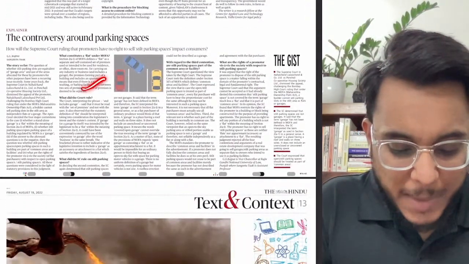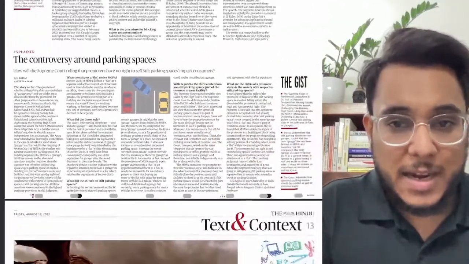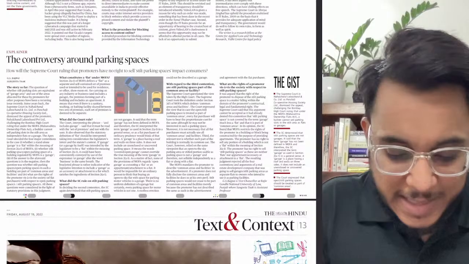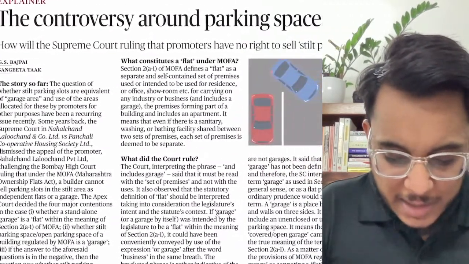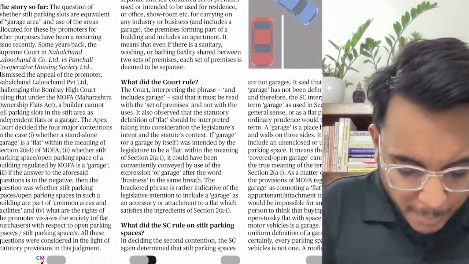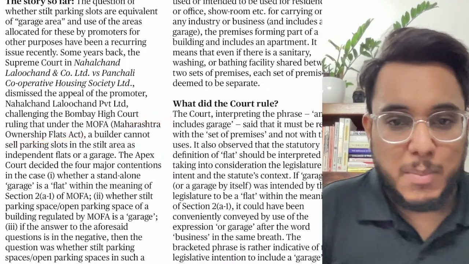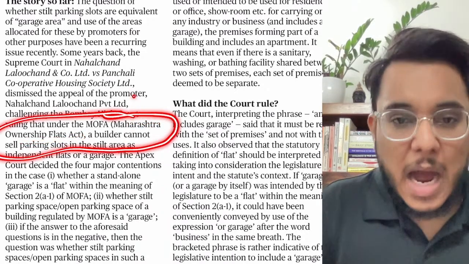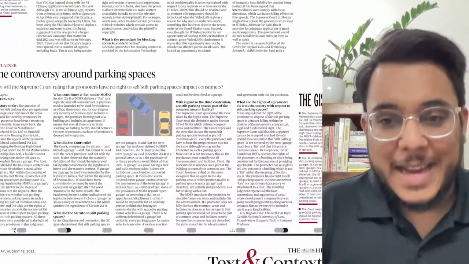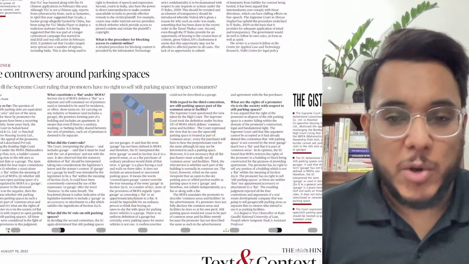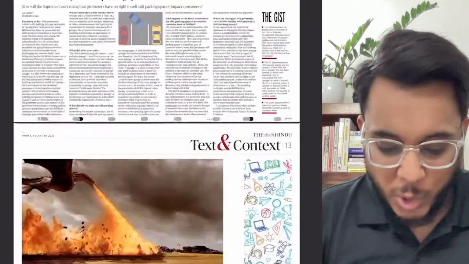Then, controversy around the parking spaces. So guys, recently the Supreme Court has given its ruling and it has provided that the builders cannot sell these parking spaces separately. So in this particular article, the MOFA, Maharashtra Ownership Flats Act, the provisions and the sections of this act have been provided. Okay guys, not at all an important article for your examination. So whether the builders can sell parking or not, no need to go there.